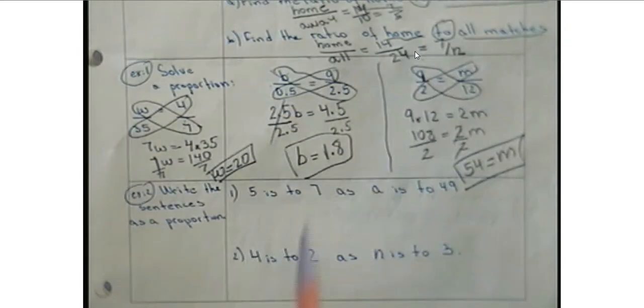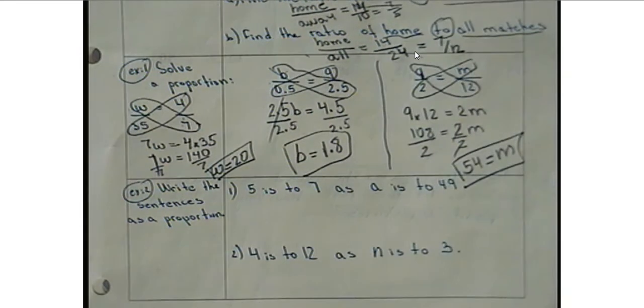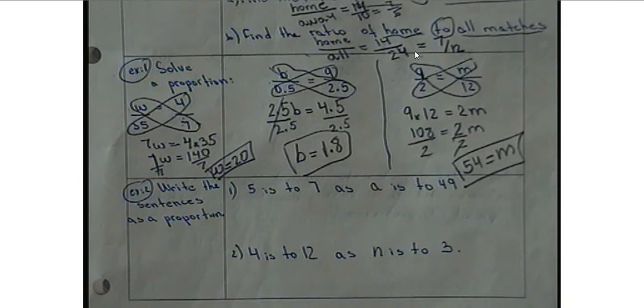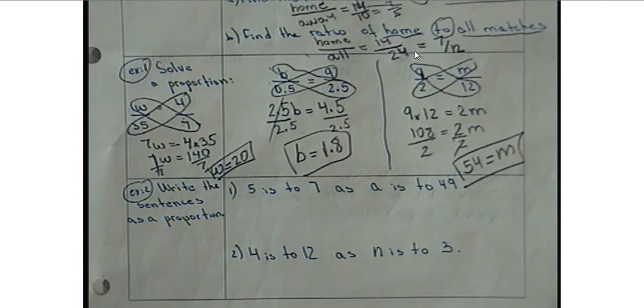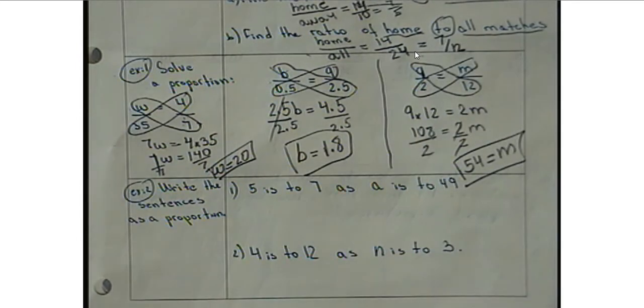Two ratios, one on the left and another one on the right. And every time somebody says something about proportions and solving, think about this butterfly method, or also the cross product method. Now we're going to go ahead and write the sentences as proportions.